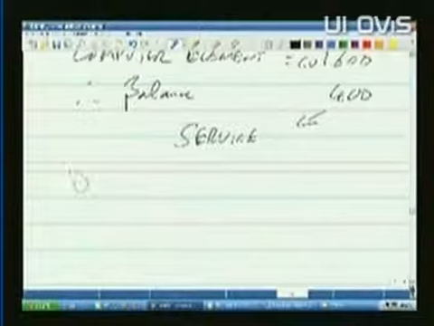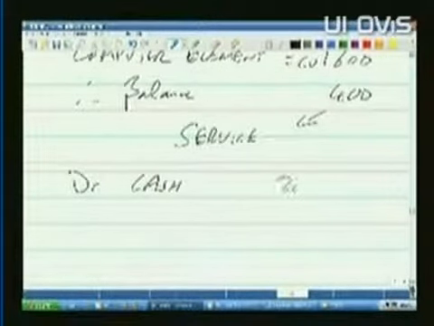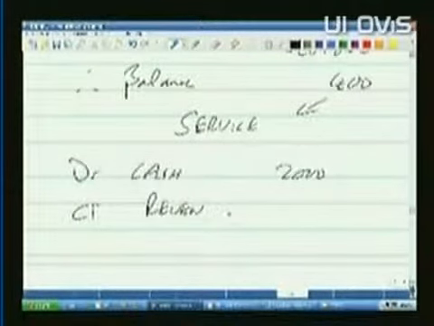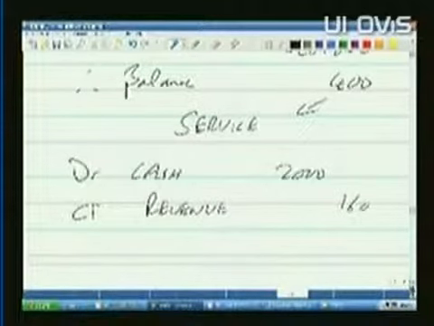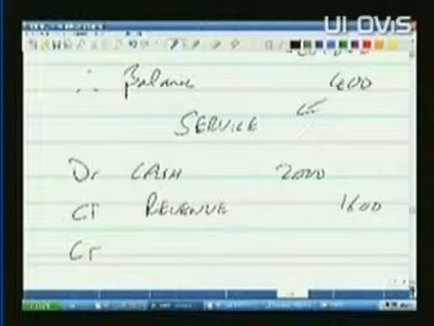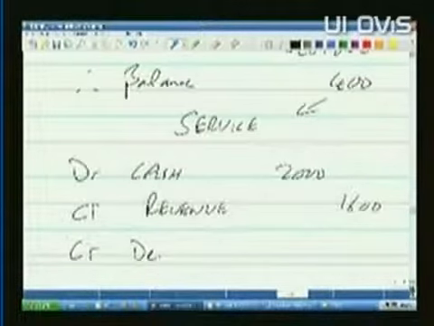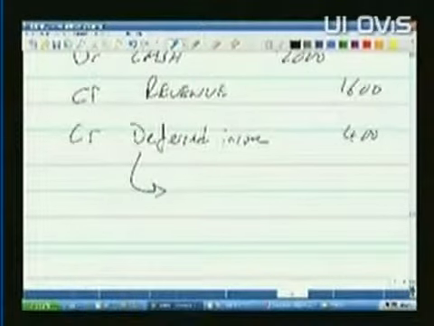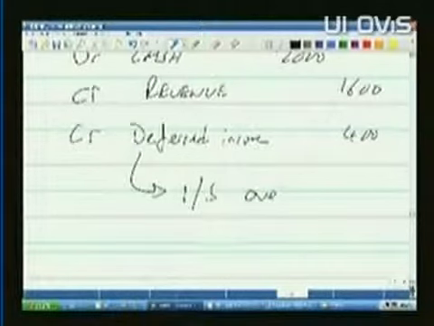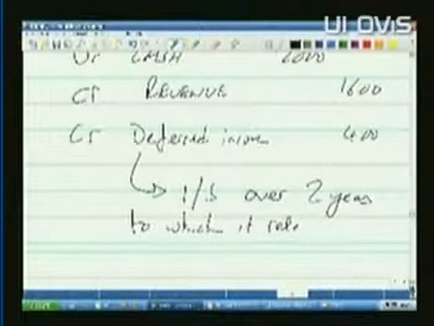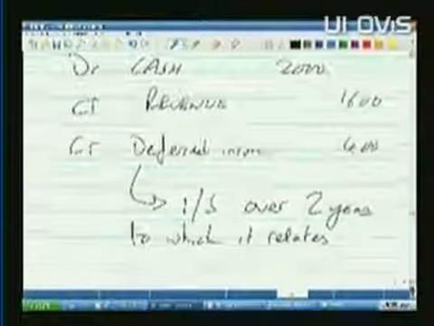So what I would do is recognize debit cash for the 2,000, credit revenue of 1,600, and then I would recognize the service contract revenue over the life of the service. So to start off with, I would show it as deferred income. And then I would recognize it into the income statement, or into profit or loss, over the 2 years to which it relates. Okay. So this is the basic process of splitting. It's also called bundling and unbundling.